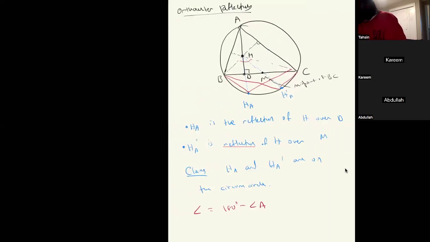This is from the homework. Oh no, this is actually not from the homework. But let's try it anyway. It goes like this. This is from ISL, the IMO Shortlist 2000.